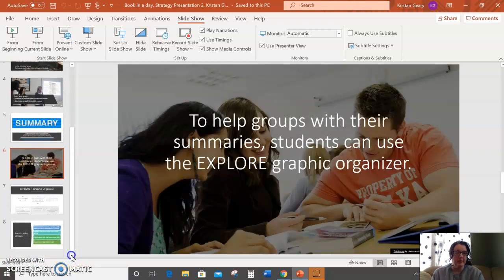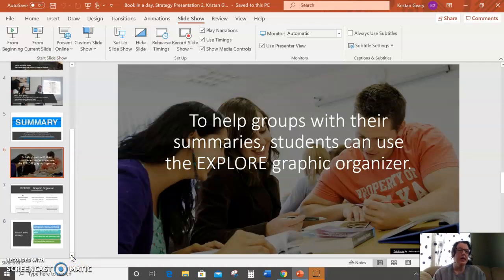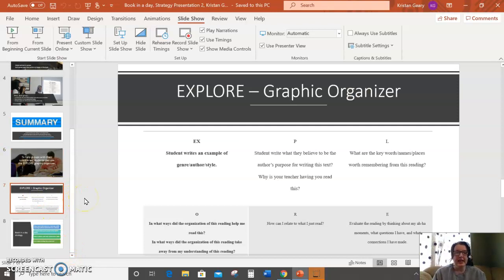To help groups with their summaries, students can use the Explore graphic organizer. And a teacher came up with this idea, and I thought it was really cool. So let's walk through the Explore graphic organizer. As you can see, it has each of the letters of Explore outlined. So let's go through each one. The EX, the student writes an example of the genre, the author, or the style. And let me back up by just saying that this could be a good way, especially if you have a little bit younger student or varying ability student, that they can think through what the teacher's asking them to do with the summary. So again, the student writes an example of the genre, author, or style.